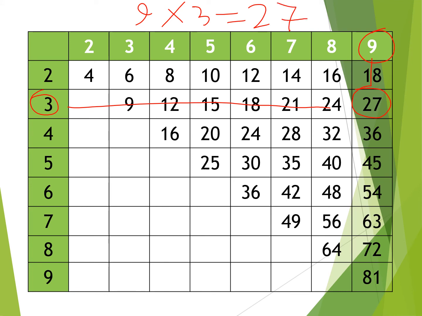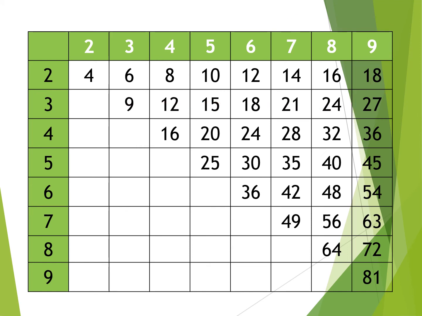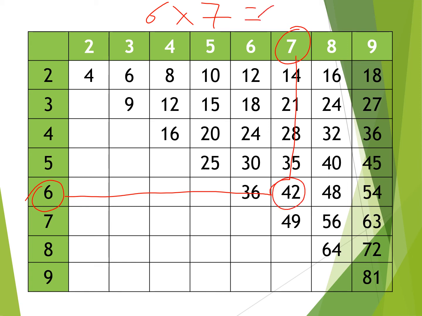Should we try one more? Yes. Okay, let's try one more. Let me erase this first. Okay, let's try, for example, 6 times 7. Let me write it down here. 6 times 7. So the smaller number is 6. So you find 6 here, and then you find 7 here. They meet at 42, this cell, right? So now your answer is 42.